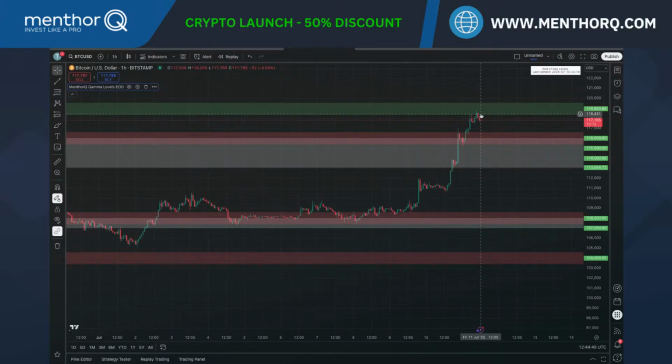So you can marry these two great aspects, options, which is one of the most important things in the markets, with crypto, and have an edge with all the MenthorQ data and everything which is laid out here for you.